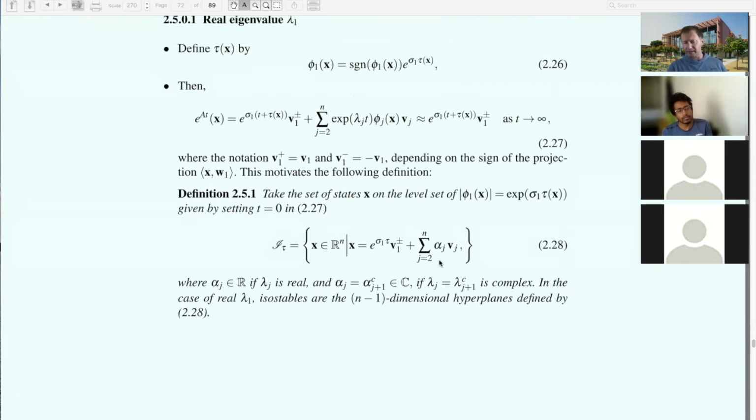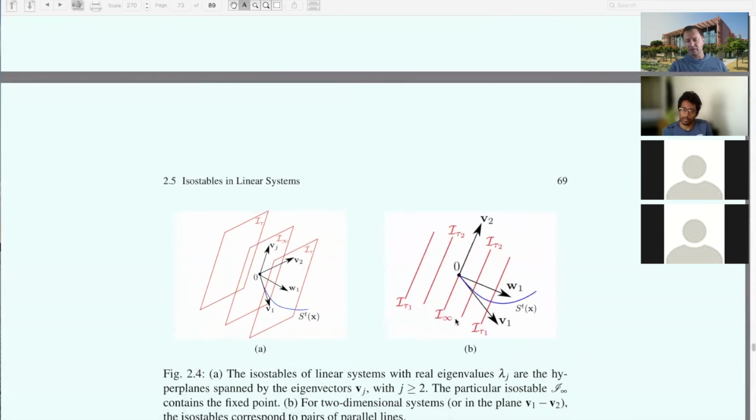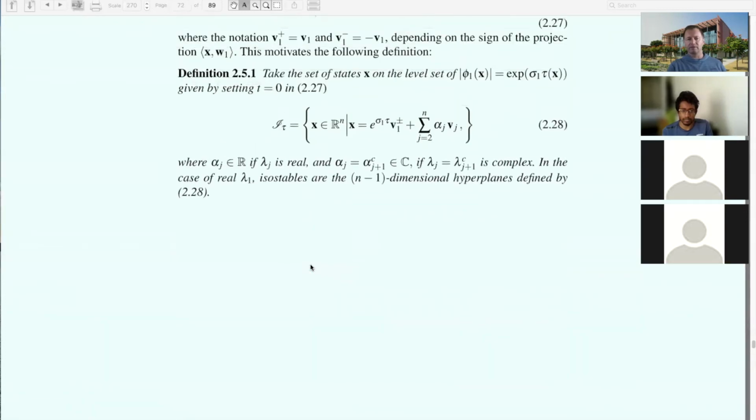So anyhow, what this defines, since this is real, is in general, okay, in 2D situation, it's a bunch of lines, but in general, so here is V1, here is Vj, here is V2, and here is W1. It defines a hyperplane that is orthogonal to W1. That's the geometry. Some very high dimensional plane that is orthogonal to W1. And those are your isostables. So the partition into those planes is the partition into isostables of linear systems.